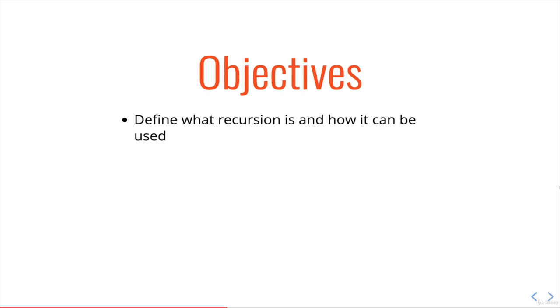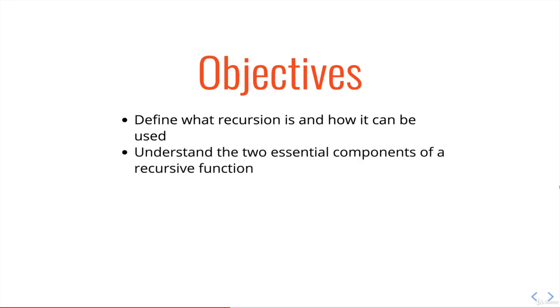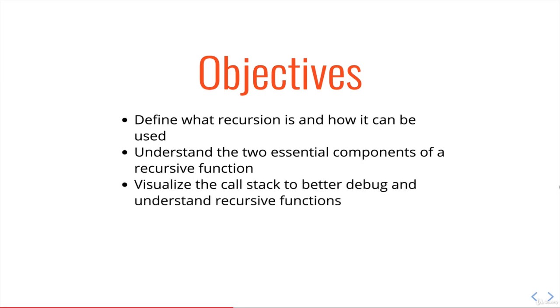So we're going to define more specifically what recursion is and how it's useful. We'll understand the two essential components of writing a recursive function. There's two things that have to be there. Then we're going to talk about something called the call stack, which if you haven't heard about, I'll explain what it is. And then we'll also talk about how it relates to recursion, how we can use the Chrome developer tools to debug the call stack and recursive function calls.